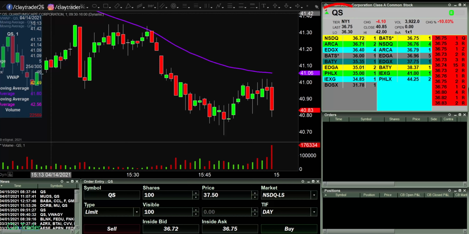I'll be watching ticker symbol QS out of the opening gates, getting beat up quite a bit here, down 10% right now. So I'm going to be very bearish biased. So I'll be looking to make money thinking that the price will go down. So that is known as shorting.